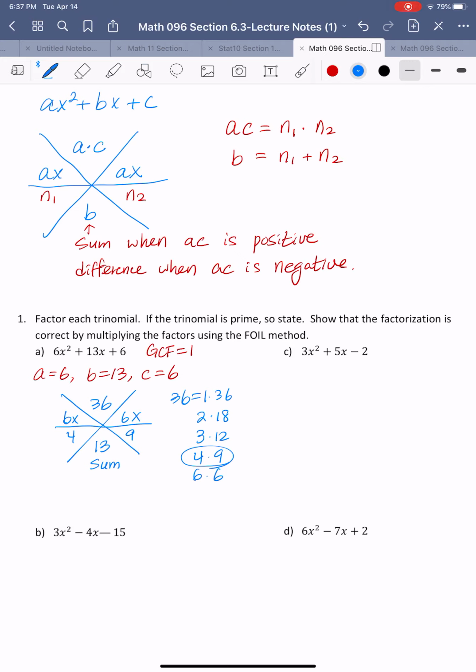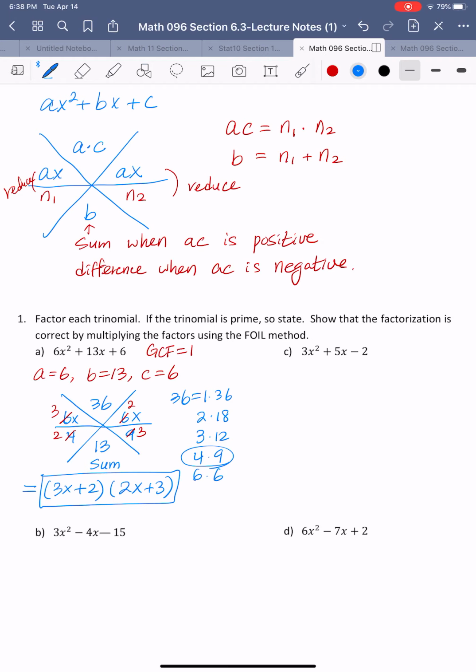But the difference here is that a is not 1 anymore. So here, you've got to reduce. We've got to reduce the 6 and 4. So 6 and 4 divided by 2 is 3 and 2. 6 and 9 divided by 3 is 2 and 3. So your answer comes out as 3x plus 2 times 2x plus 3. So that's the answer.